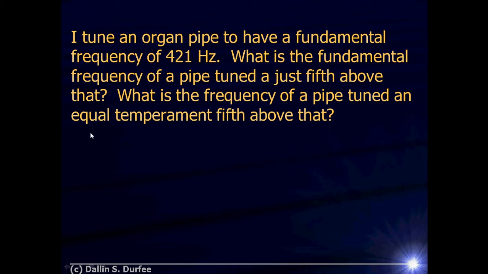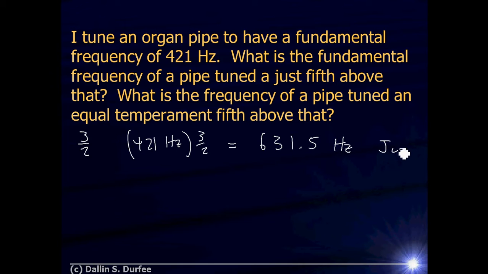Well, a just fifth, as you recall, is just a factor of 3/2. So if I take 421 Hertz and multiply that by 3/2, I get 631.5 Hertz. So there is the just fifth, or the Pythagorean fifth.